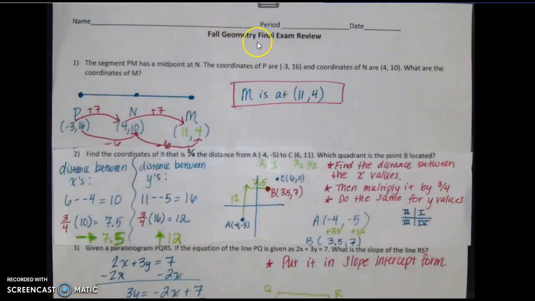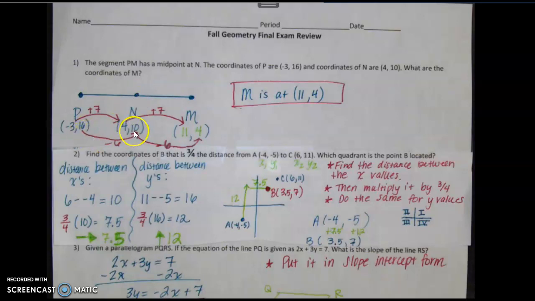All right, here's the key to your final exam review. The segment PM has a midpoint N, and the coordinates are given to us. Basically, what I did is I constructed a line segment, PM, and placed the midpoint N in the middle.